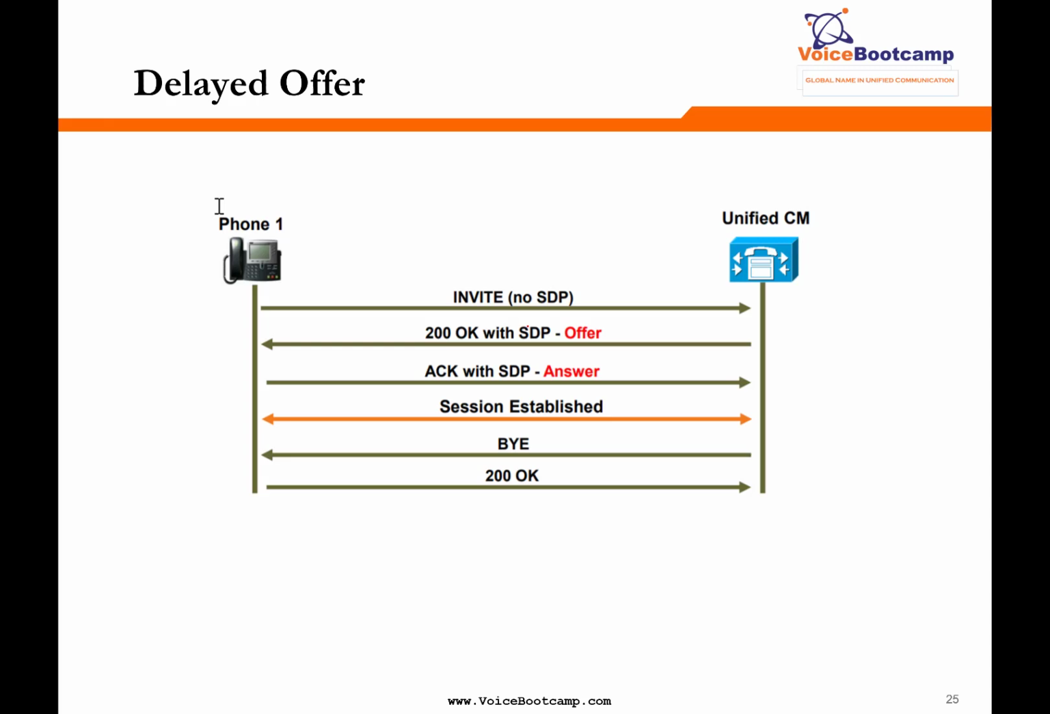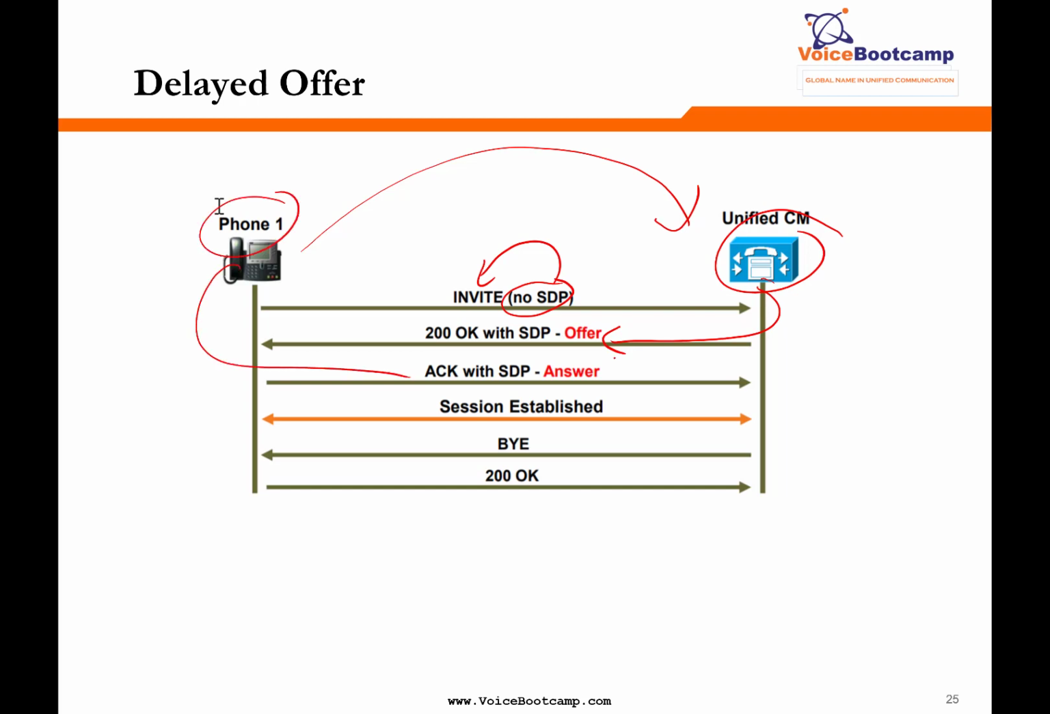Whereas in a delayed offer, there is no SDP information in the initial invite message. So when the packet goes in this direction, the call manager says, hey, you did not send me an SDP, so I'm going to send you my capability, which is done at this stage, 200 OK, where it's making an offer. Phone 1 will then acknowledge that with the same SDP information in return. So that is called the delayed offer.